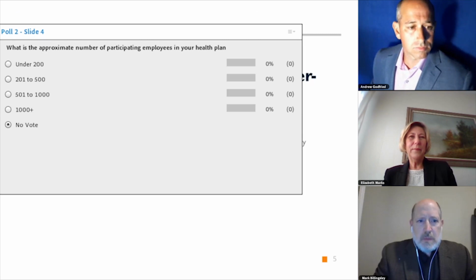Let's bring up the next polling question. What is the approximate number of participating employees in your health plan? And we have 4 options for you.